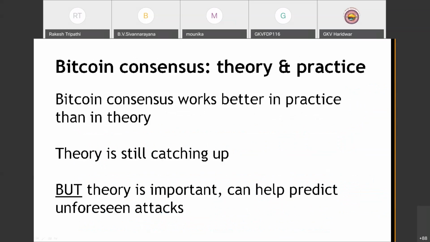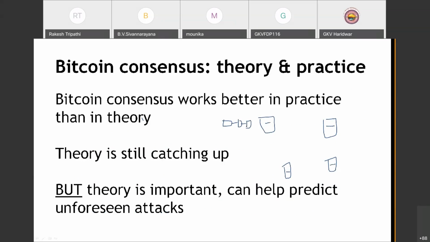So what is this consensus actually? See, consensus is a phenomenon where in a distributed database system, for consistency, you want the same state to be there. Okay. In Bitcoin also you want the notion of a ledger.